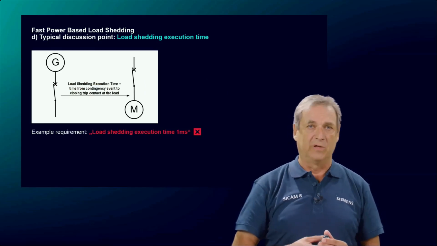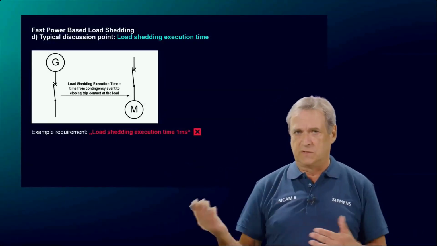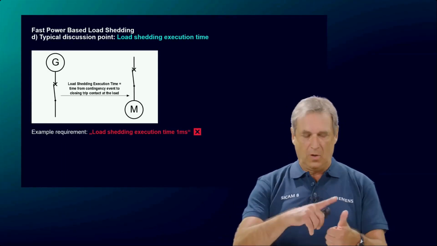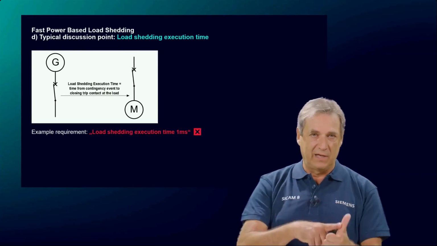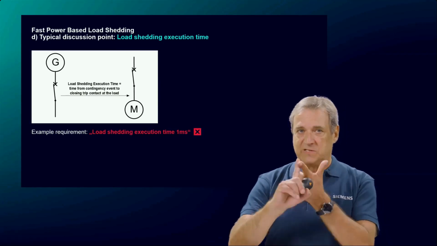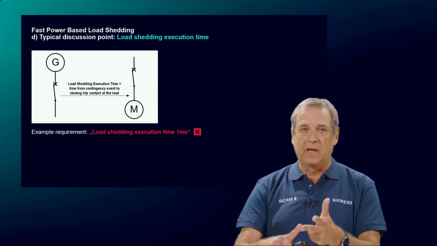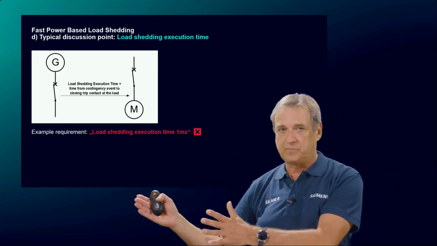Let's come to another discussion point. Based on our experience, the load shedding execution time is one of the most important topics when discussing fast power-based load shedding. Let's first talk about why fast execution times are important. One reason is it means reduced mechanical stress for the remaining generators. It also means a smaller frequency impact. And the third advantage is that you get a better selectivity between fast and frequency-based load shedding.